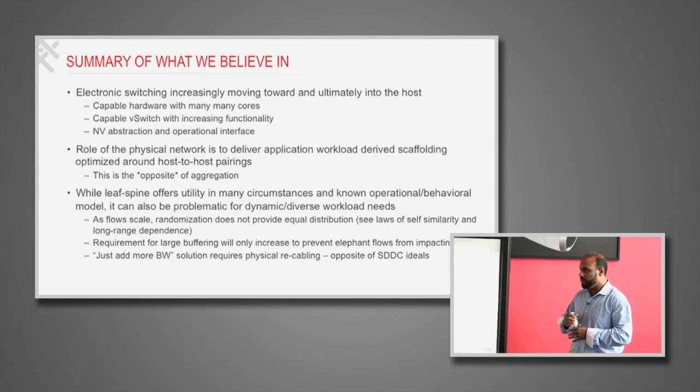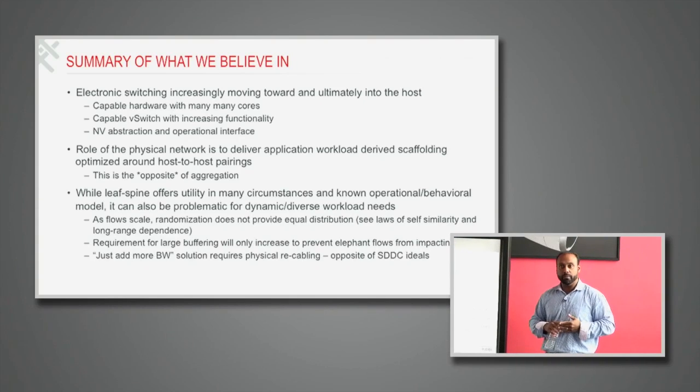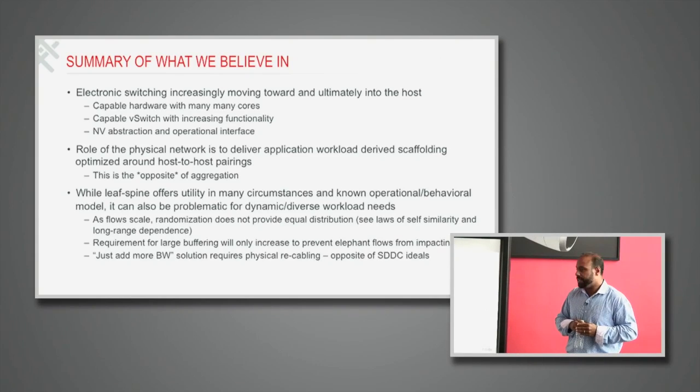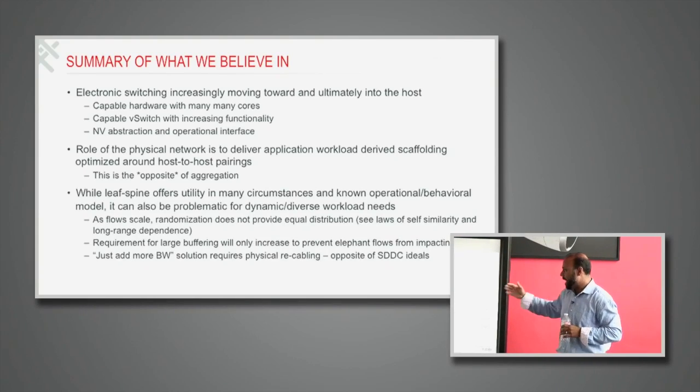So, leaf spine is a perfectly good configuration for many circumstances. It's got known operational and behavioral characteristics. We also think it can be problematic for diverse workload environments. We know this for a fact: as flow scales, the notion that randomization provides load balancing is untrue, right? This has been proven through networking for the last 20 years. There are Google papers on self-similarity and long-range dependence. As your flows scale, burstiness increases, right? You still have hotspots, you still have congestion, and aggregation leads to buffering, leads to latency, and we want to avoid that.